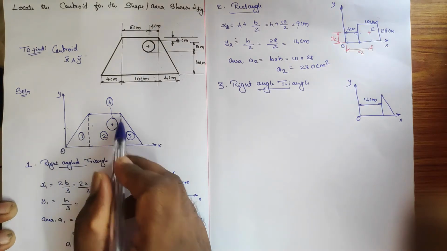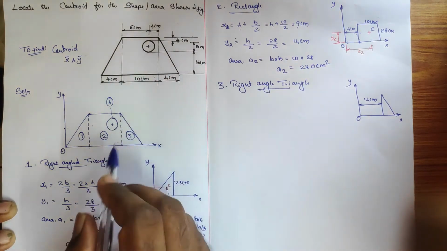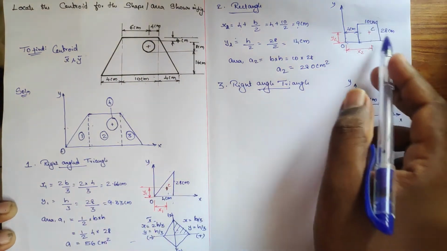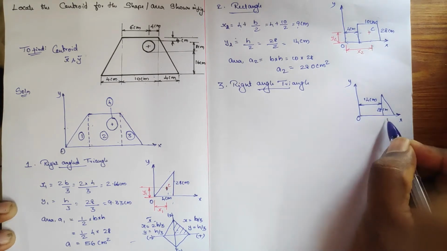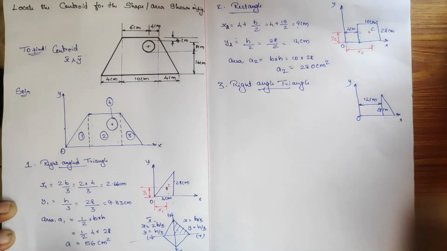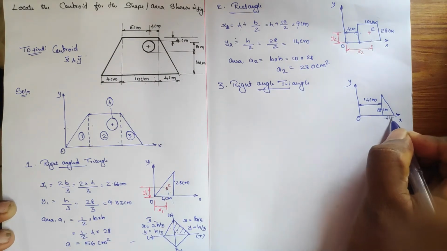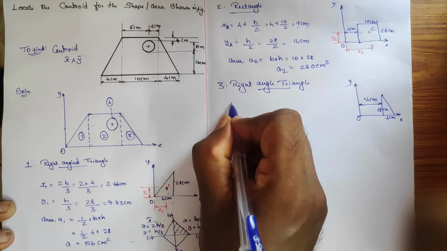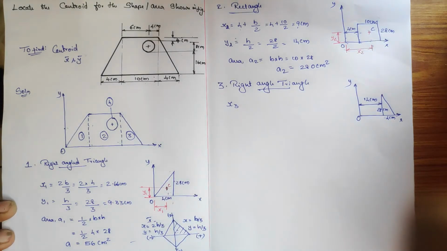And what about the height of this right angle triangle, which is already calculated? Total height is 28 centimeter. What about the length of the right angle triangle, which is given as 4 centimeter. Okay, now come to the calculation part: X3, Y3 and A3.